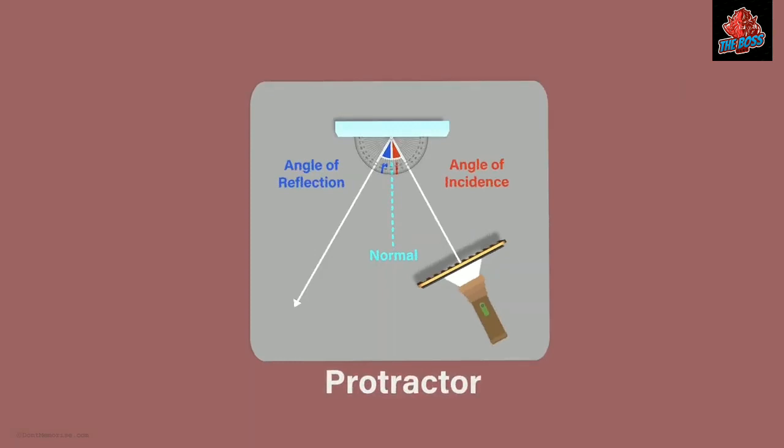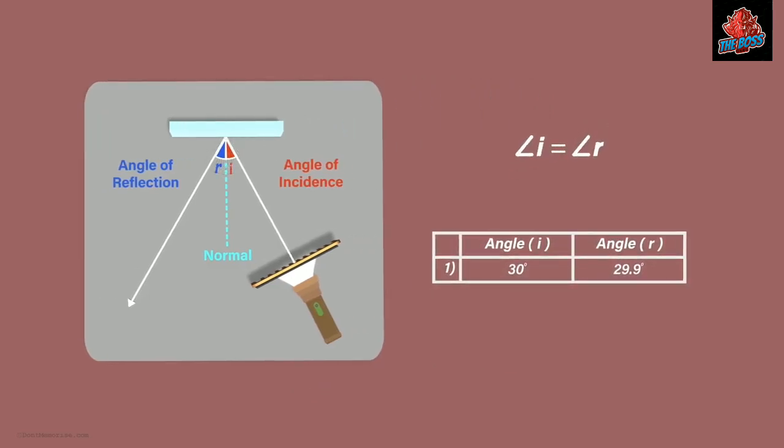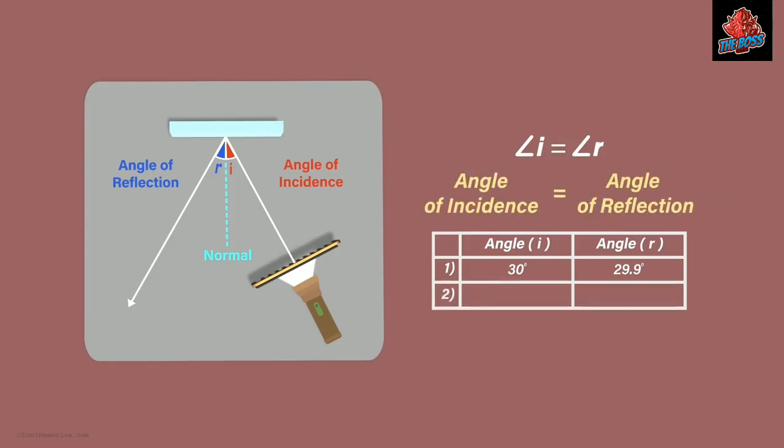The measure of the two angles will almost be the same. They're approximately equal. This is the first law of reflection. So with this experiment, you can verify this law. Well, if you're still not convinced, you can take further readings by changing the direction of the incident light.